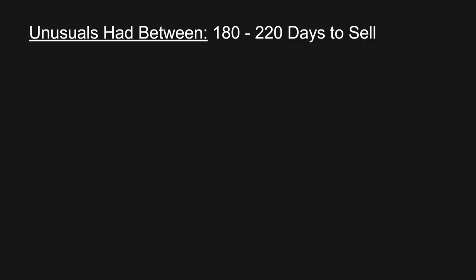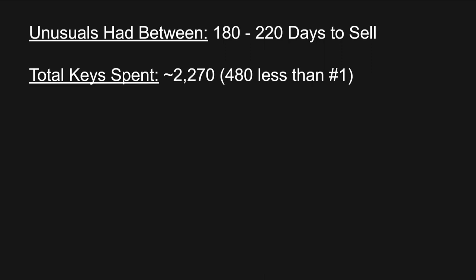And now that we've gone over 100 unusuals, I've collected the data for you to see, and we're going to now compare it to episode 1. Each unusual this time had between 180 to 220 days to sell. This time I only spent 2,270 keys, which is 480 less than part 1, an 18% decrease, which can be bad or good.